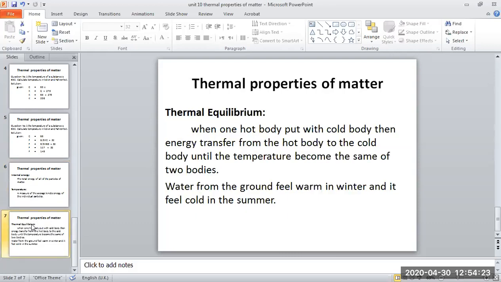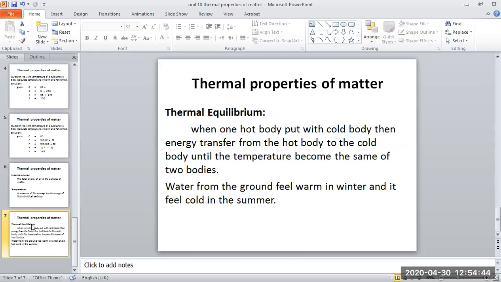And then thermal equilibrium. In thermal equilibrium, when a hot body is put with a cold body, the energy transfers from the hot body to the cold body until the temperature of the two bodies becomes the same.